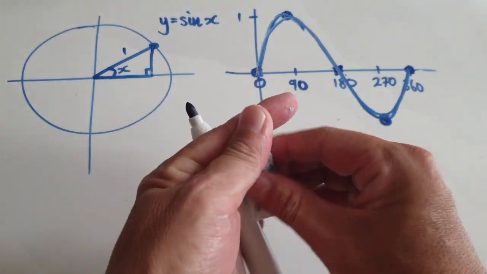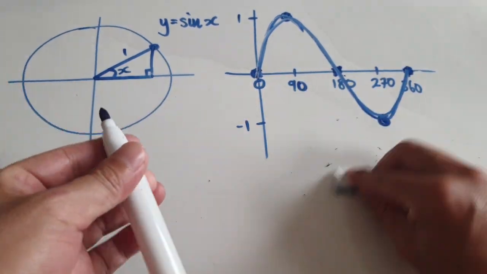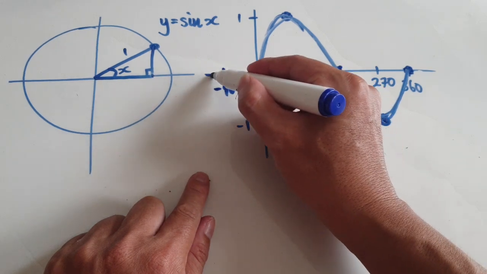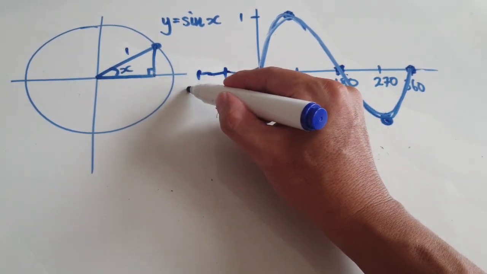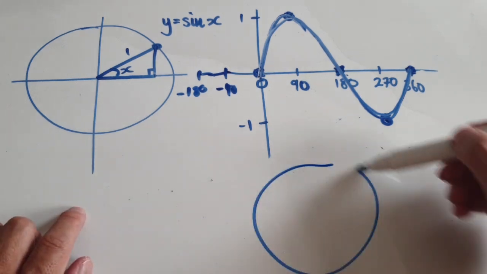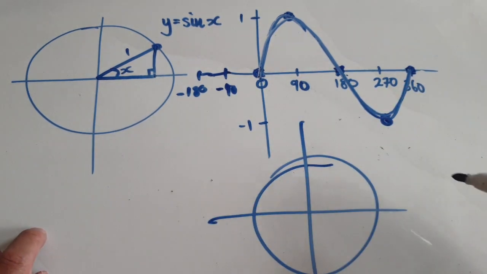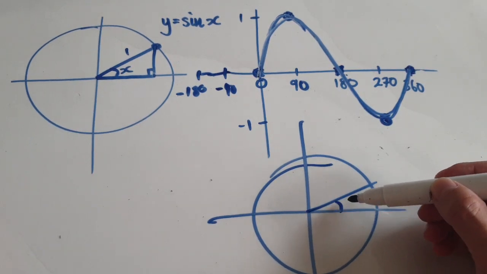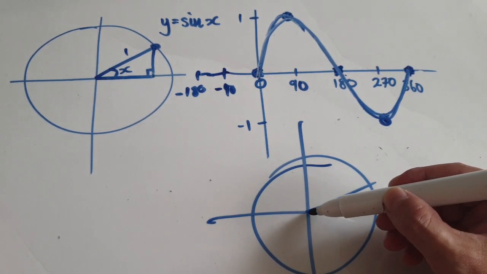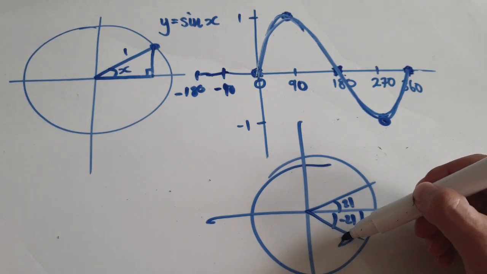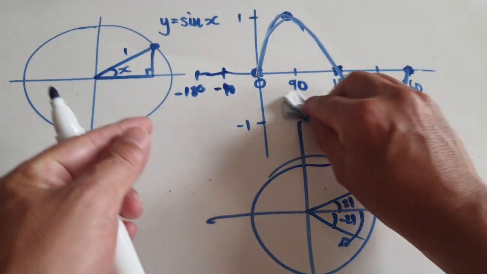And you can also extend it backwards. So let's say this is -90, -180. What this negative thing means is this: you've got a unit circle. This here is, let's say, 21 degrees. This here would be negative 21. When you go in this direction, it will have a negative angle.